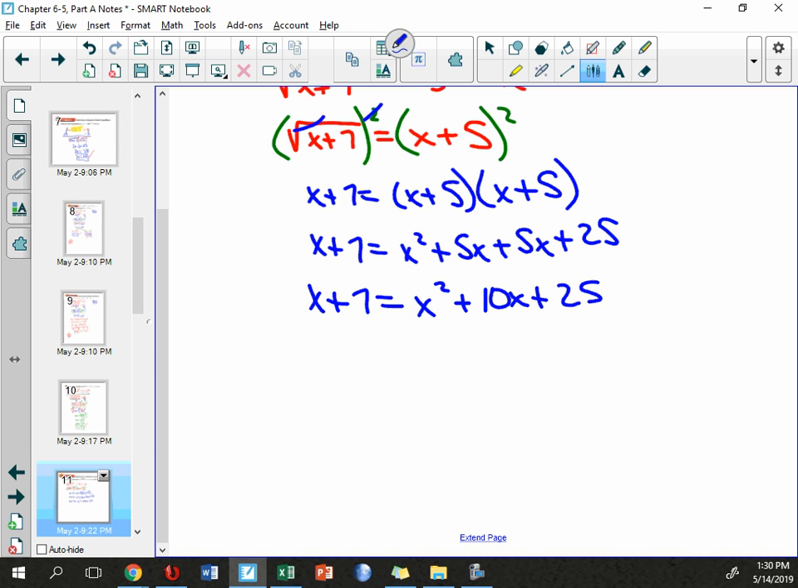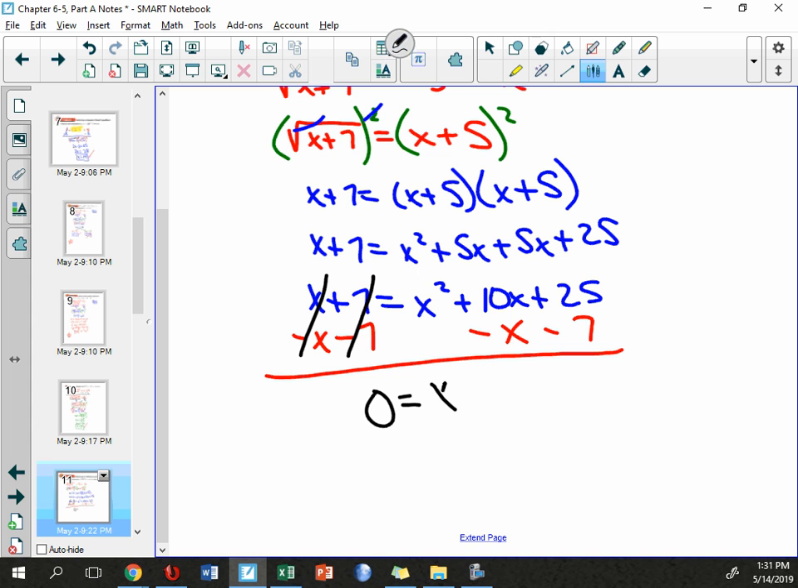Seven equal to 0. So how do I do that? Subtract the x from both sides. Subtract the 7 from both sides. And add straight down. The x's and the 7's cancel out and I'm left with 0 is equal to x squared plus 9x plus 18.